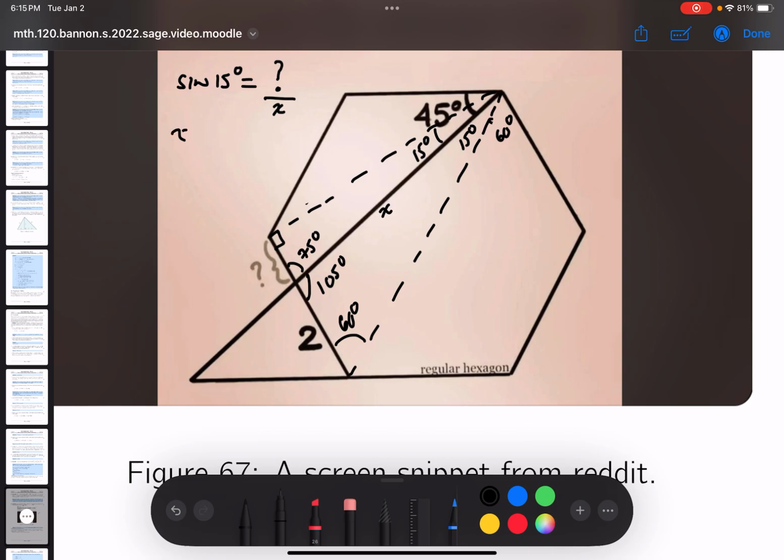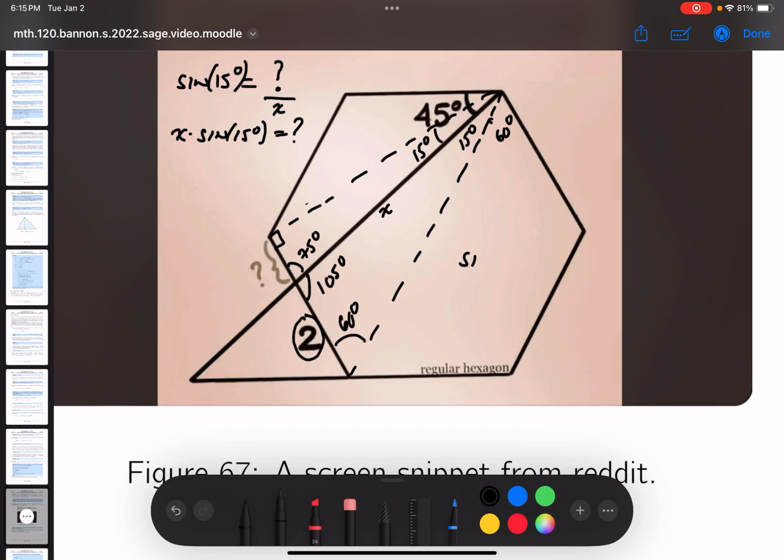So it's going to be x times the sine of 15 degrees. And that's going to be the question mark. That's what they want me to come up with. I'm going to use the other triangle. And the reason for that, I know the 2 there. It's a known side. And use the law of sines. And I'll write that down for you.